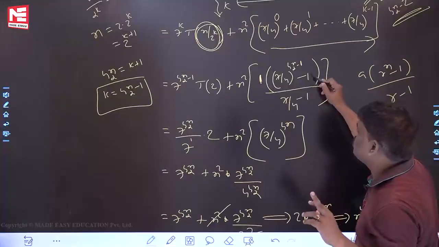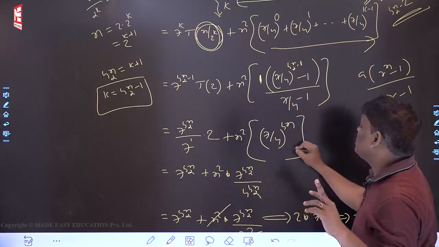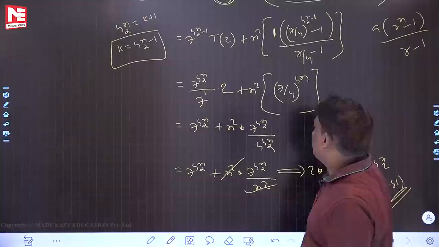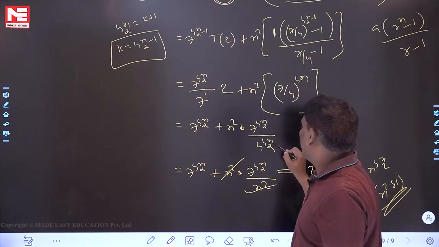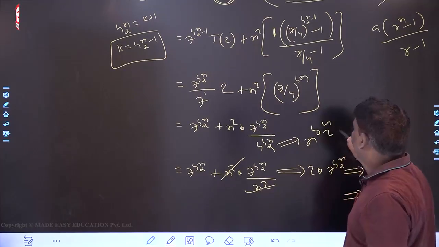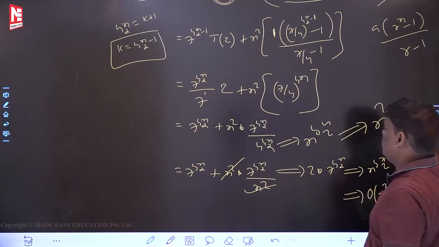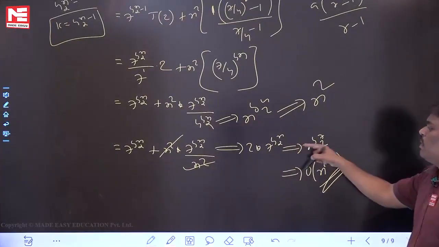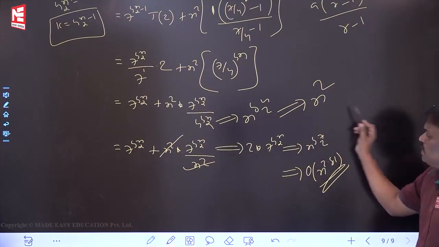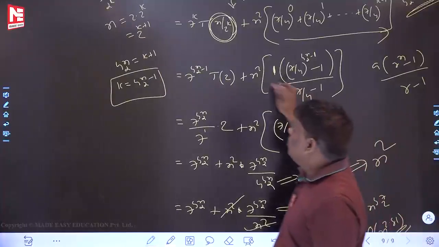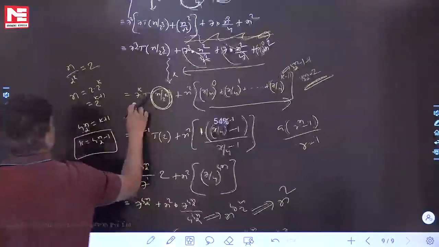If we simplify, forgetting the small constant, the major function I wrote is 7 by 4 whole power log n. Neglect the small constant. This becomes 7 power log n by 4 power log n. This 4 power log n can be written as n power log 4 base 2, which becomes n square. N square cancels. So 2 into 7 power log n base 2. Neglecting the constant 2, it is n power log 7 base 2, which is 2.8. Please learn, in this problem, even any small mistake.